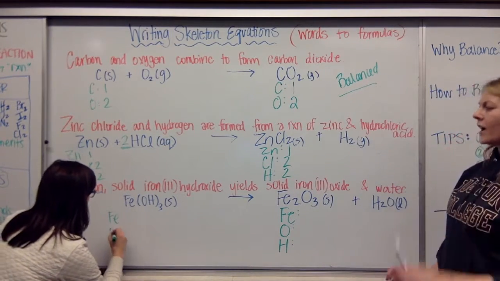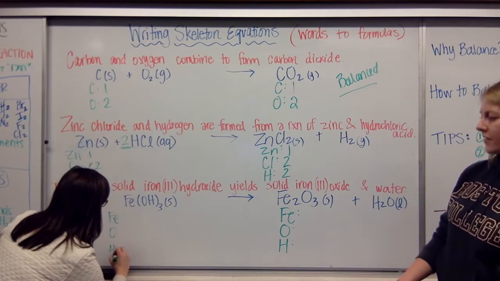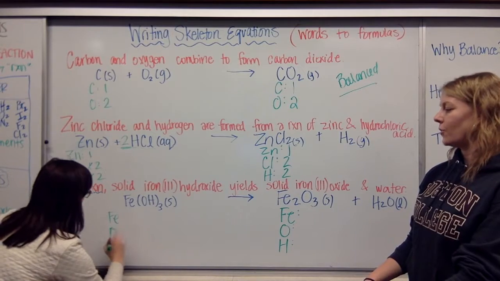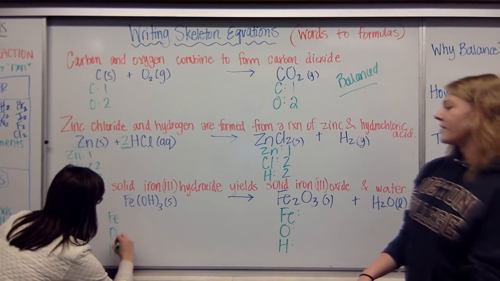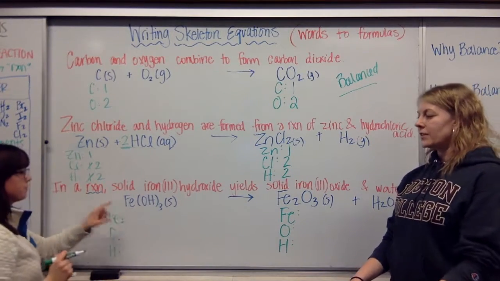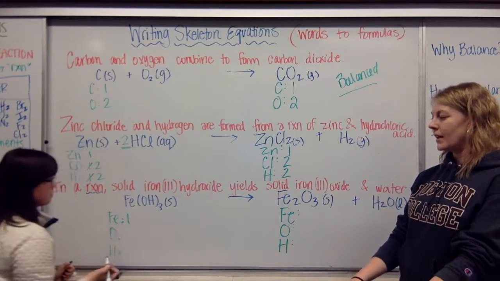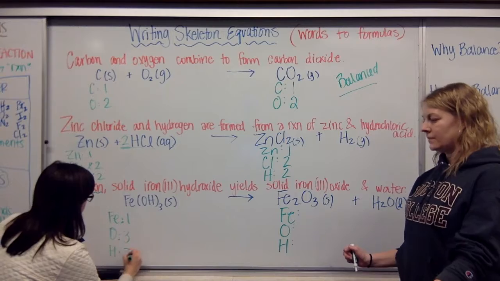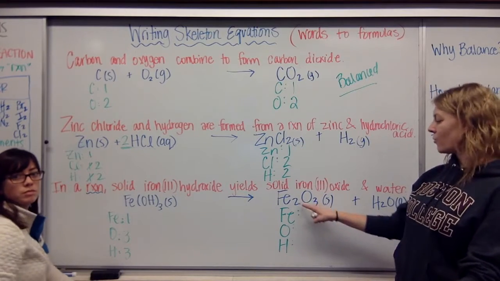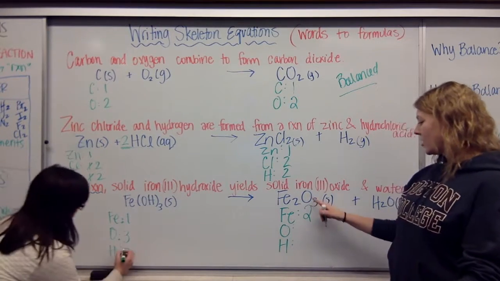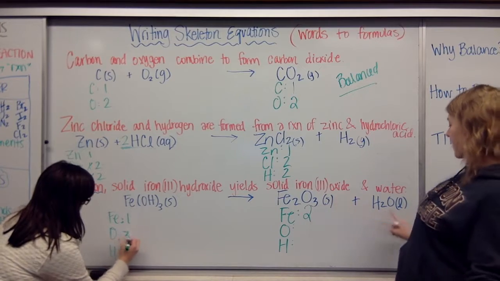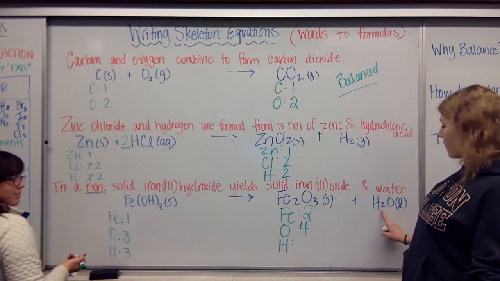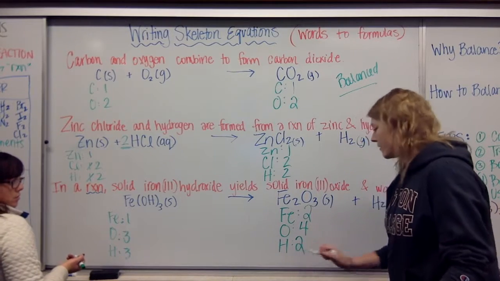All right, so we'll do iron first. All right, so I want to do hydrogen next, I don't know why I did oxygen second. All right, so how many irons do we have on the left? 1. Just 1. Oxygens. 3 whole oxygens and 3 whole hydrogens. Over here, we have 2 irons. It's hard to see. We have 3 oxygens here and 1 over here, so that's 4. And we have 2 hydrogens, okay?